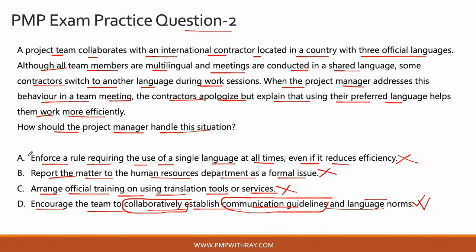Okay, so option A is incorrect, B is incorrect, C is definitely incorrect, and the correct answer to this question is option D. This was fairly an easy one, and I think most of you have got this correct, right?